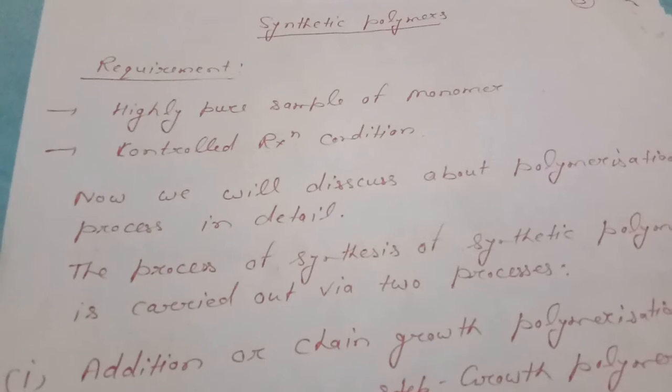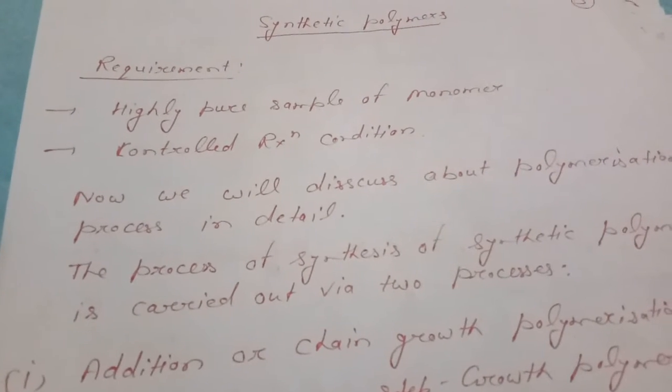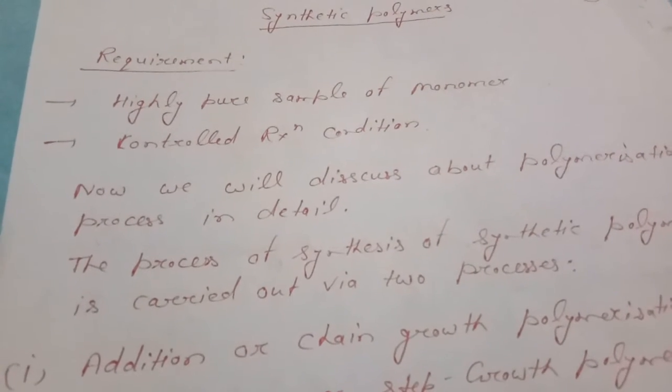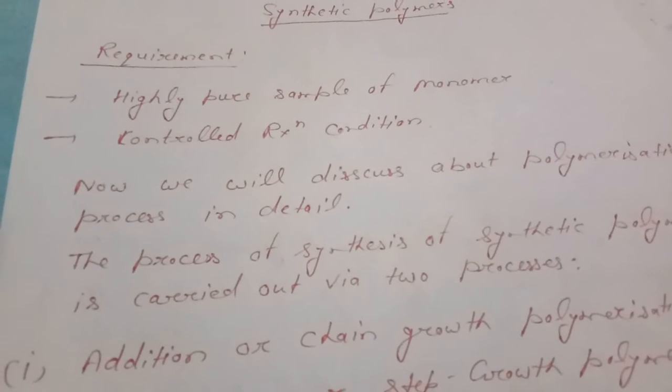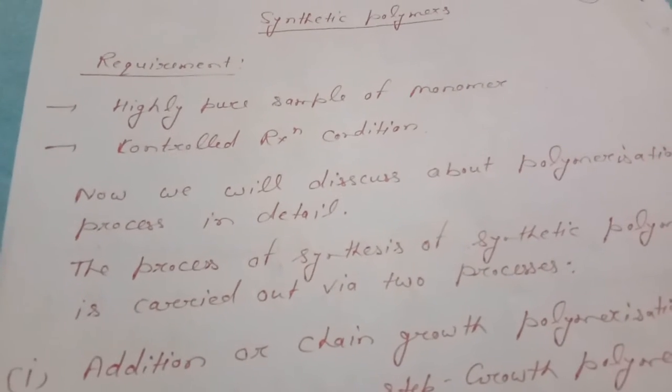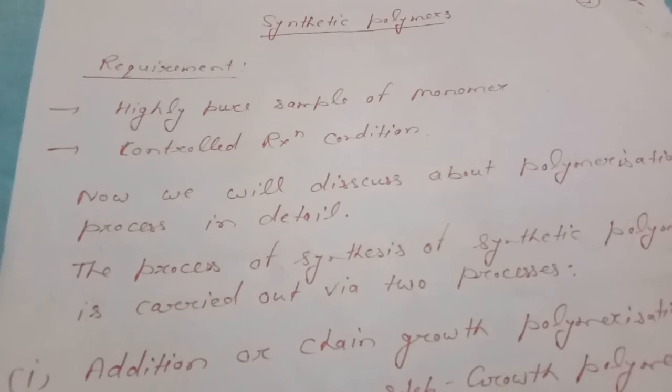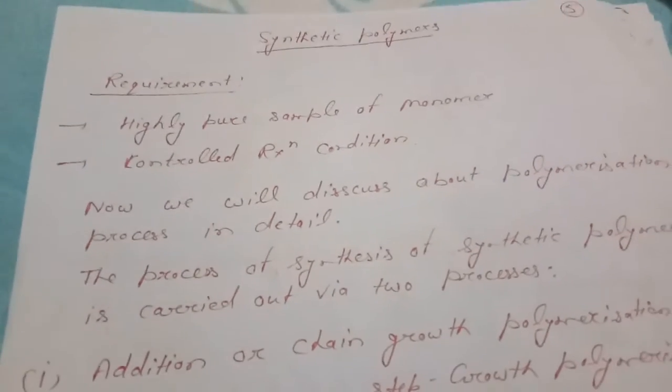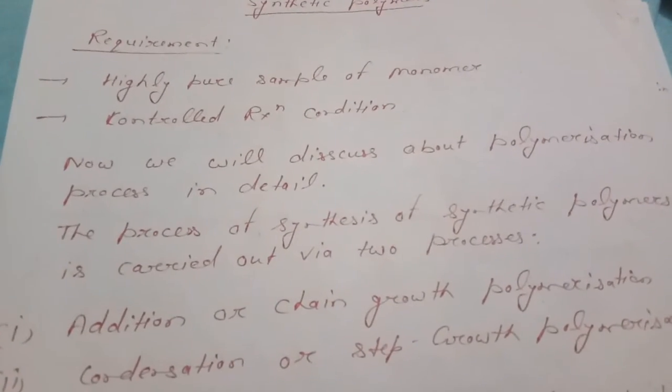The first requirement is that the sample of monomeric unit should be pure, and the second is that the reactions should be controlled, meaning the reaction is carried out under milder conditions that are controllable. Now we will discuss the polymerization process in detail.